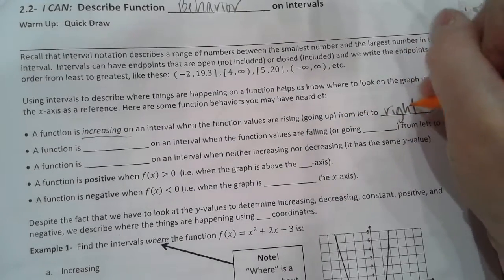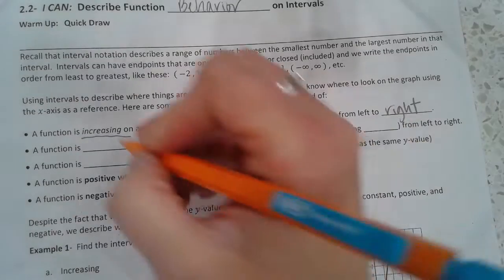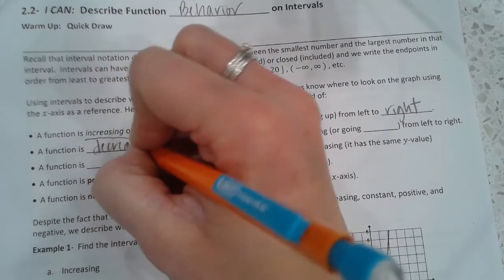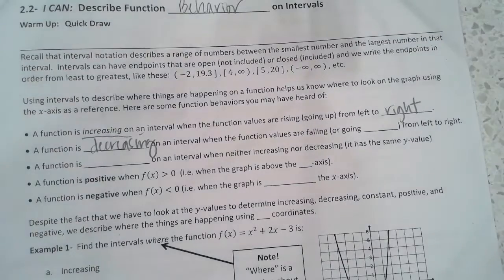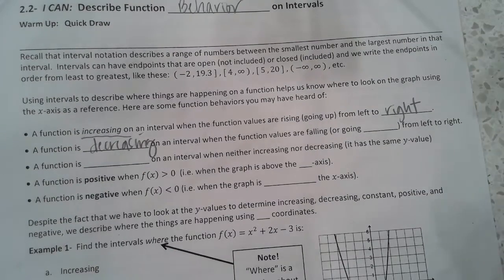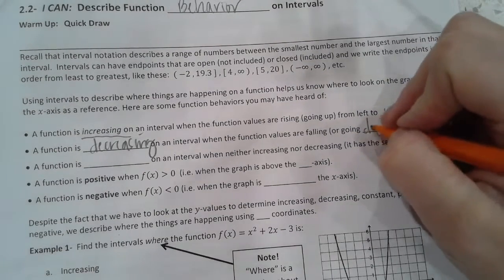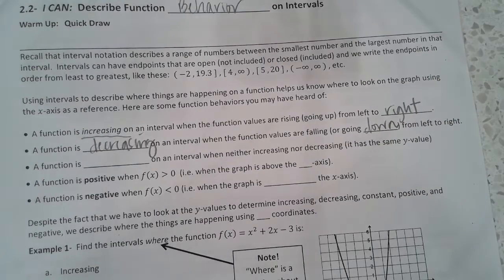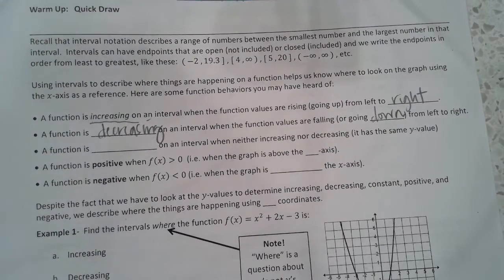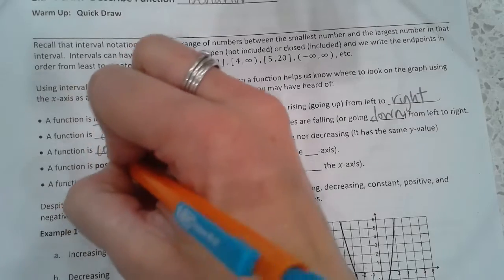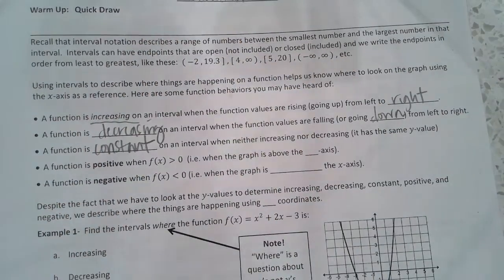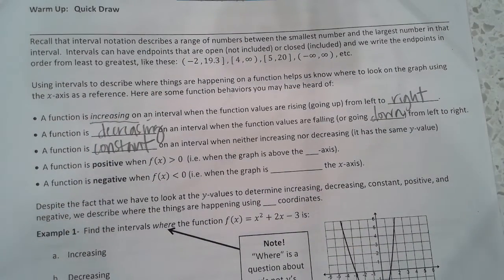A function is decreasing on an interval when the function values are falling or going down from left to right. A function is constant on an interval when it's neither increasing nor decreasing, so it has the same y value.